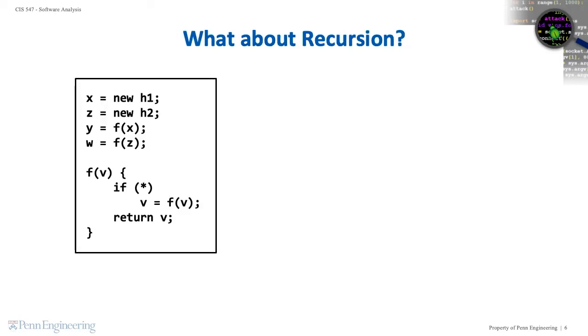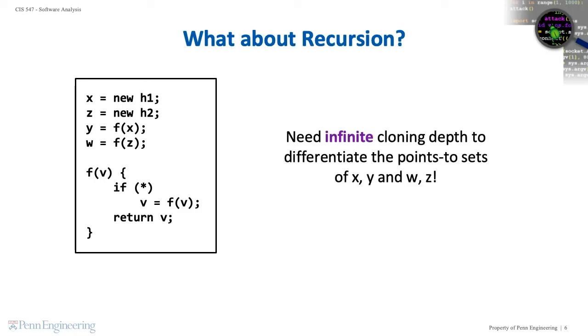In fact, if there are recursive function calls, as in the following program, which is similar to the previous one, except that the body of function f recursively calls f, then an infinite cloning depth is needed to differentiate the points-to set of x and y from that of w and z. You can learn more about cloning-based context sensitivity by following the link in the lecture handout.